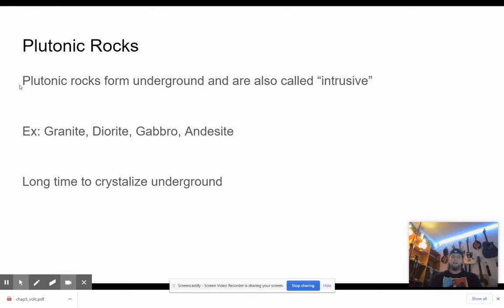Since they cool underground, they stay insulated for a long time. Like we talked about last week, if you have a long time to crystallize, you get large, coarse mineral grains. So these rocks have big old grains, which we'll see in our lecture.